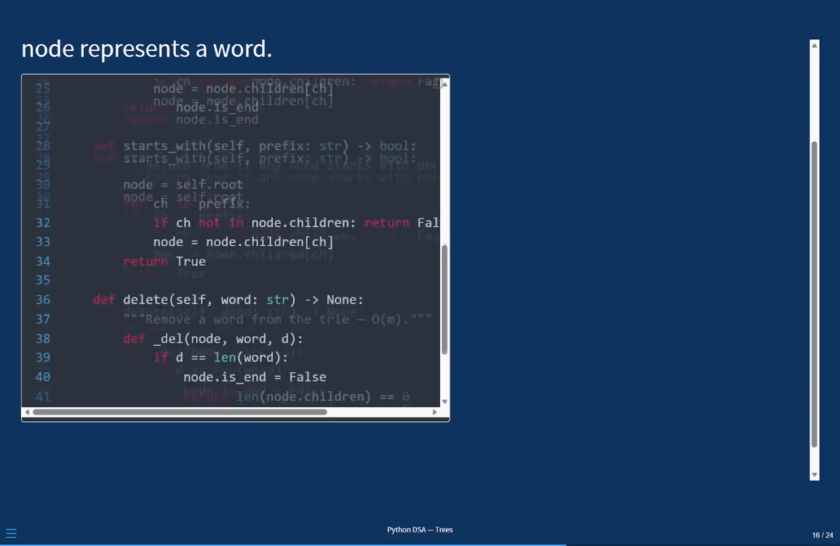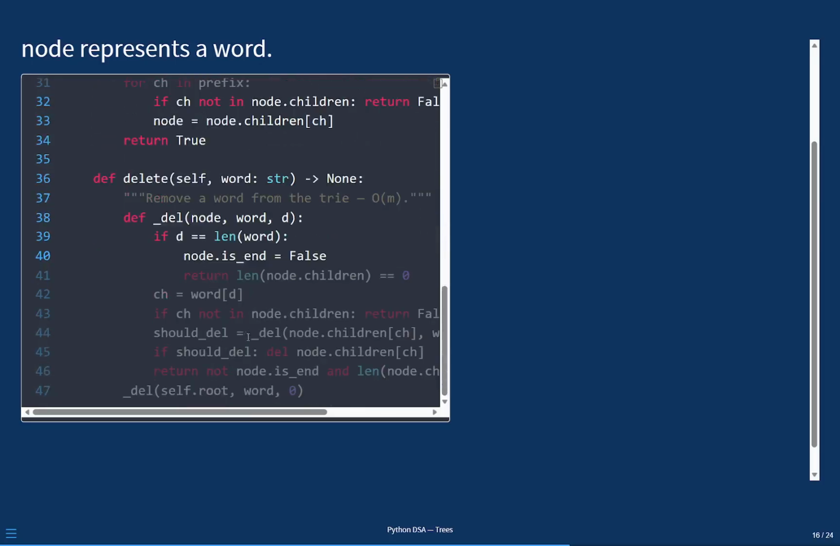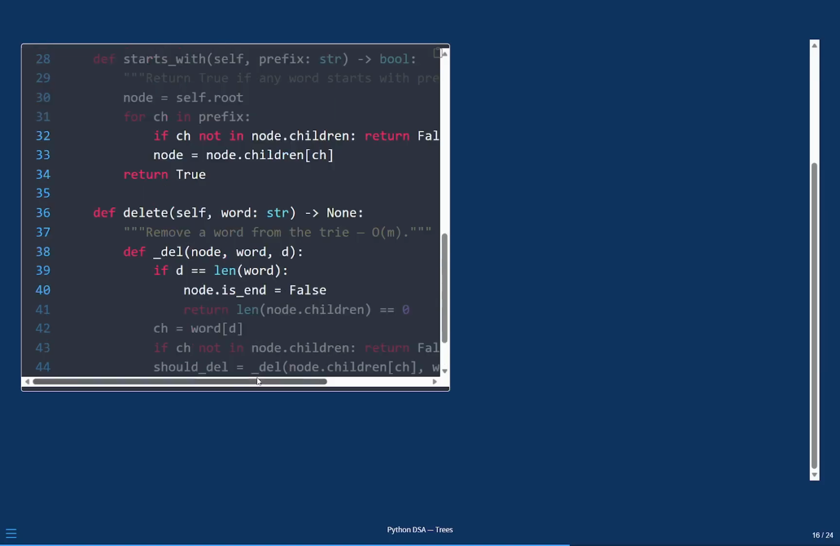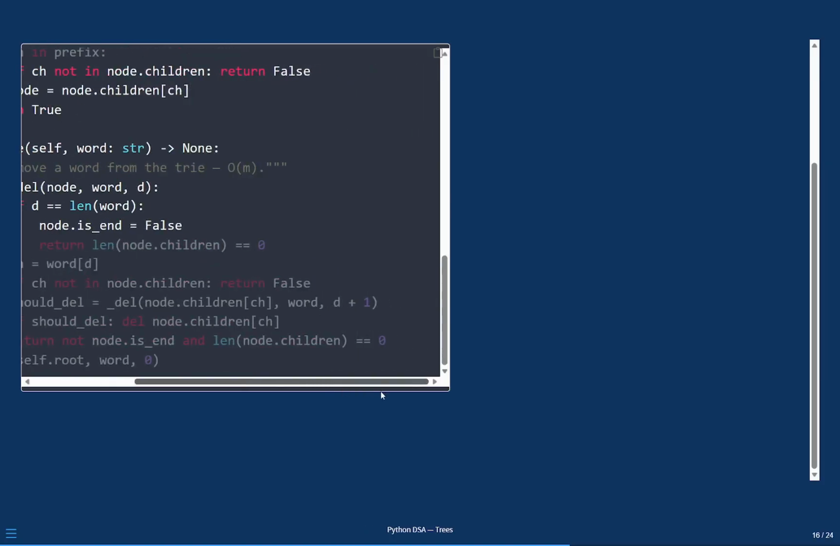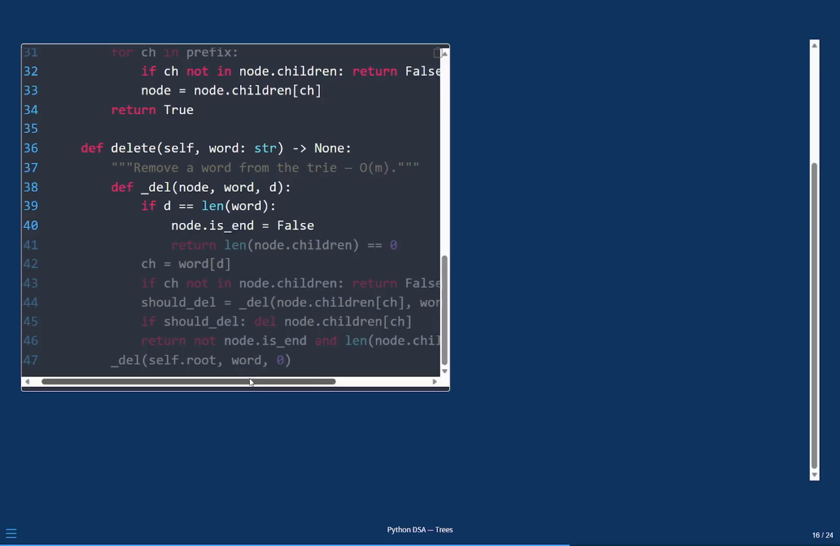Delete uses a recursive cleanup. After removing the target word's is_end flag, it checks whether the current node has become structurally unnecessary: no remaining children, no other word ending there. If so, it signals the parent to remove the reference.